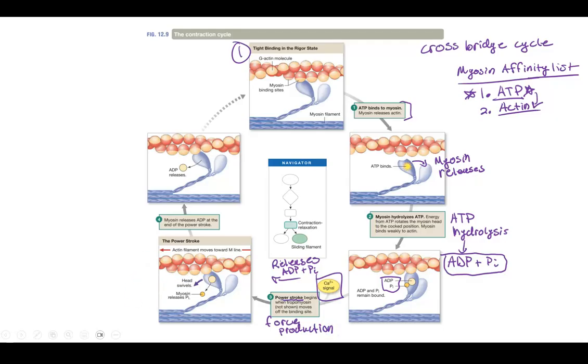Okay, and myosin is now bound to actin, but it's let go of ADP and inorganic phosphate, and it has just now finished a cycle. So it just finished contraction.